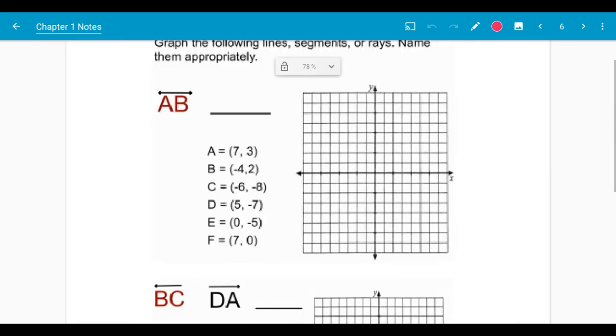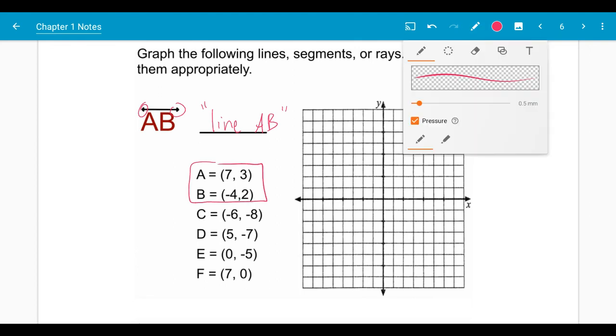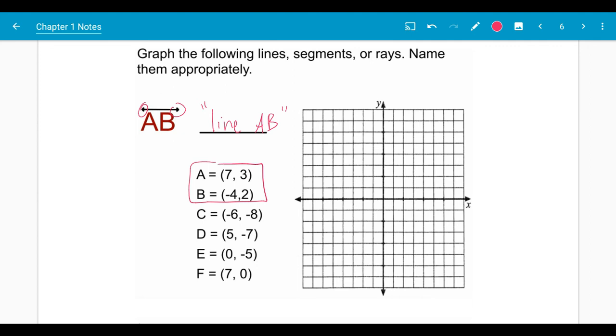All right, let's graph some of these. So this first one we're doing says graph the following line segments or rays and name them appropriately. So what I mean by that is, is this a line, a segment, or a ray? It has 2 arrows, which means it's a line. We'll call it line AB. That's how you'd read it. So we really only need to graph these 2 coordinates. You don't have to do all of them. So A is 7, 3. And then B is negative 4, 2.